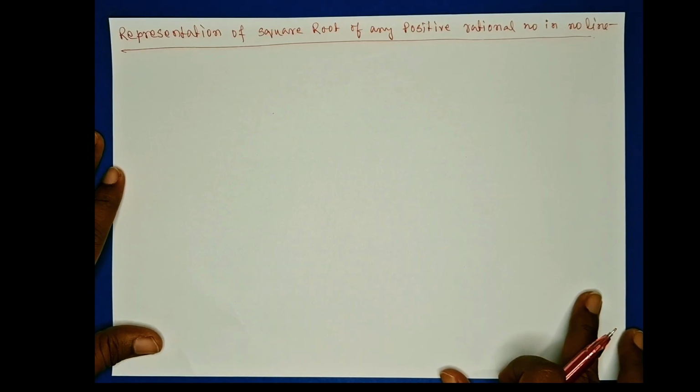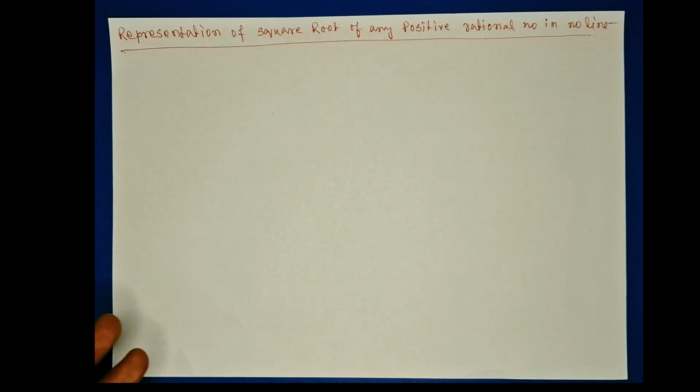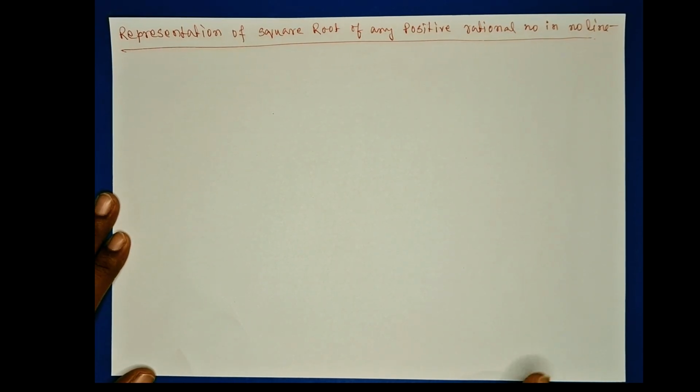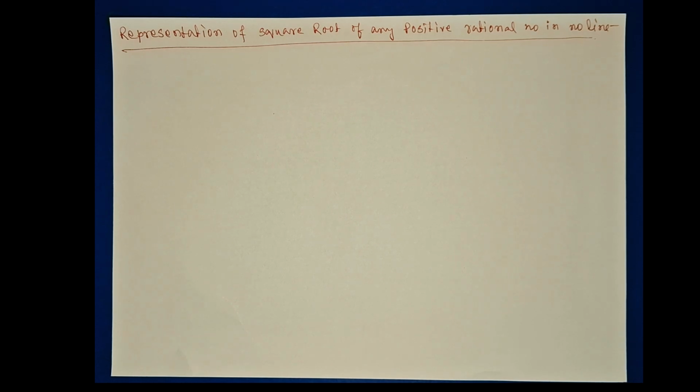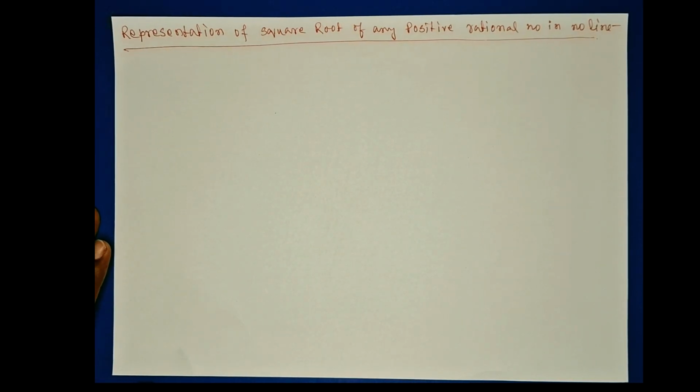Next topic is the representation of square root of any positive rational number on the number line. In earlier classes, we have seen how to define root 2 or root 3 on a number line. So these 2, 3 are all positive integers, natural numbers, and we have shown how to define the square roots of natural numbers on a number line. Now we want to know how to define square roots of positive rational numbers on the number line.